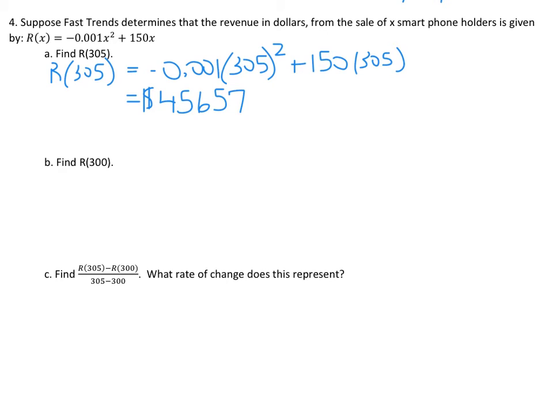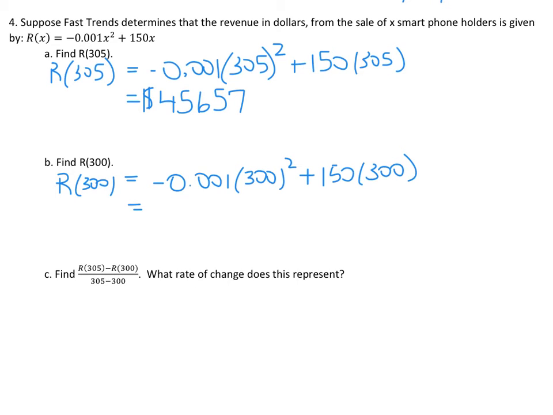All right, part B, find R of 300. So now we're going to plug 300 in for x into our function. So we have negative 0.001 times 300 squared plus 150 times 300. And then we can plug that in our calculator to simplify, and we get $44,910. So that's the revenue from the sale of 300 smartphone holders.